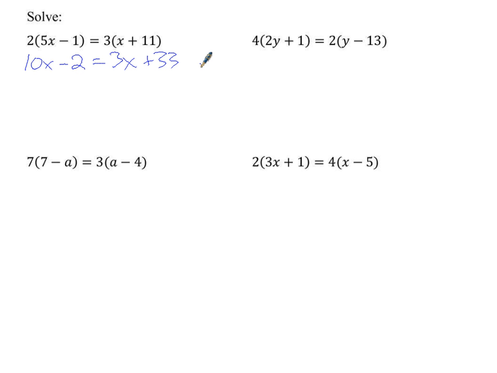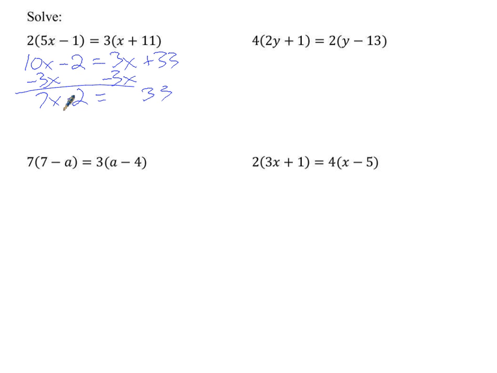And now we're just right back to where we were like 5 minutes ago. What do I need to do? Yeah, we want to get all the variable terms over here. It seems like a good idea to subtract 3x from both sides, so that's what I'll do. What's my new line? 7x minus 2 equals 33. Good. Now what?